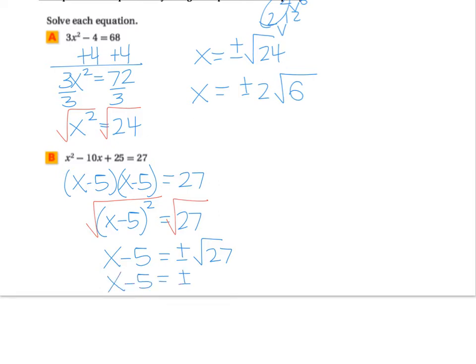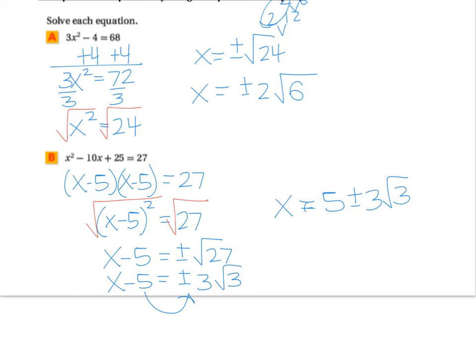Square root of 27. So if you have to do your prime factorization tree, do that. 27 is 9 times 3. Square root of 9 is 3. So square root of 3 is still inside. And then I must move the 5 over to the other side. And you do that by adding. So you end up with 5 plus or minus 3 root 3.